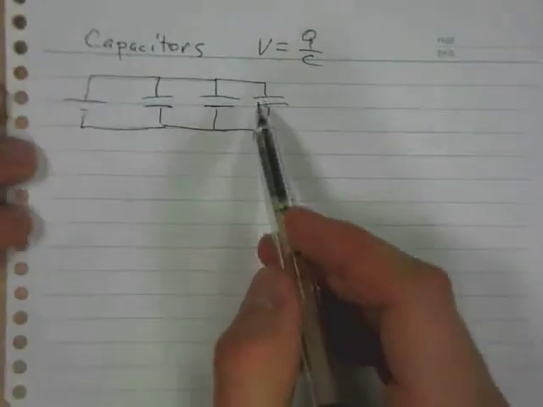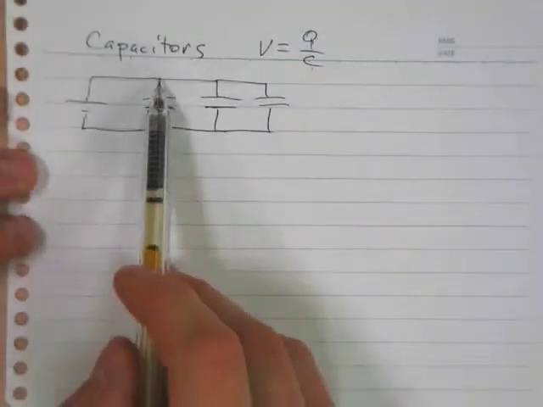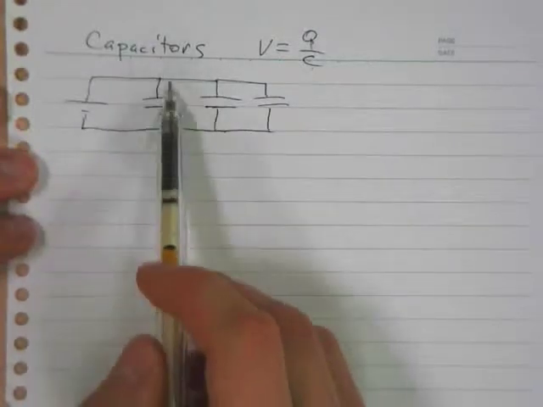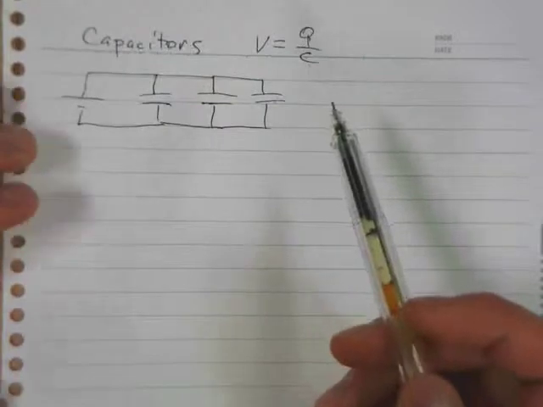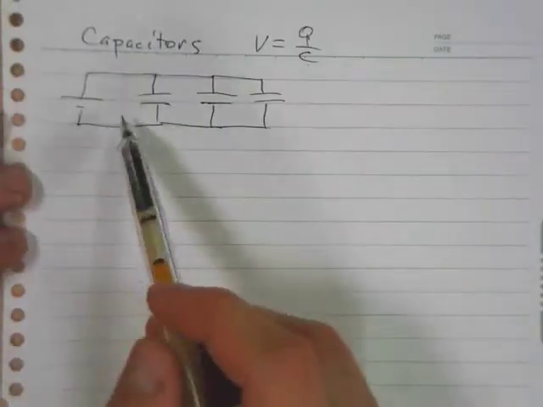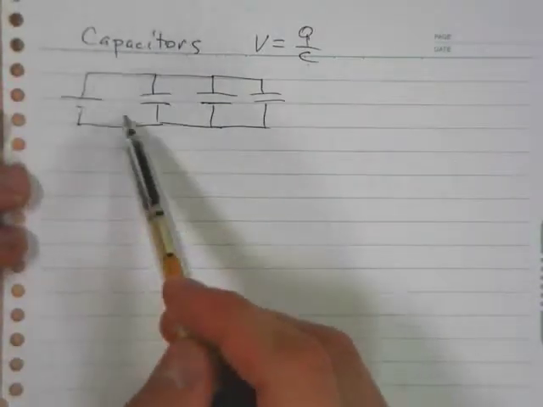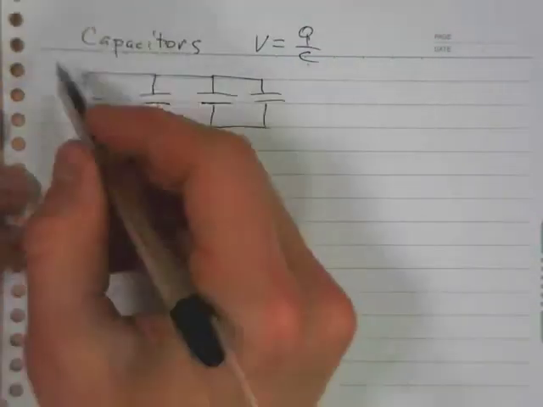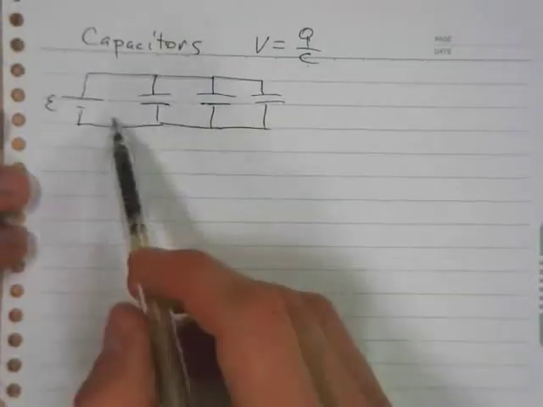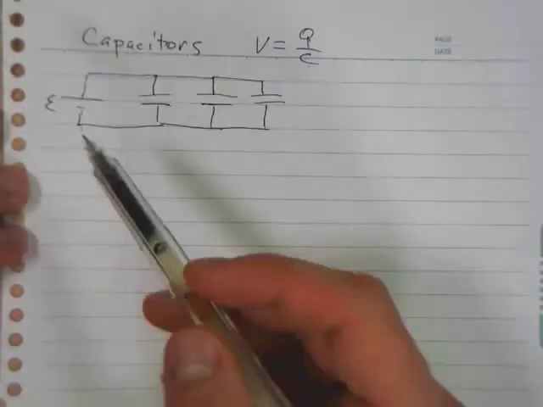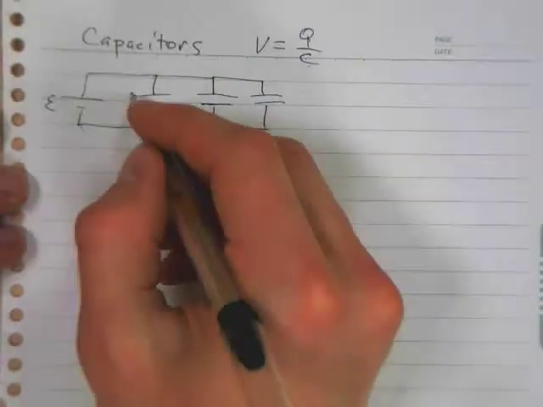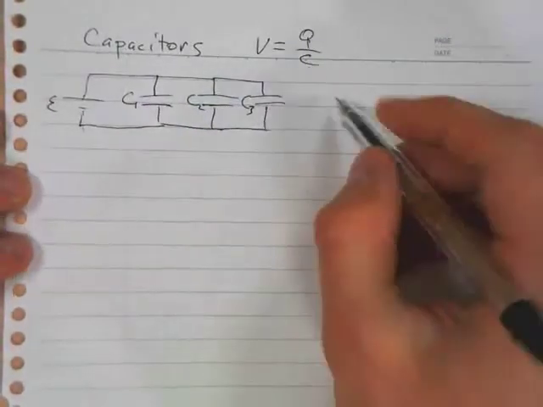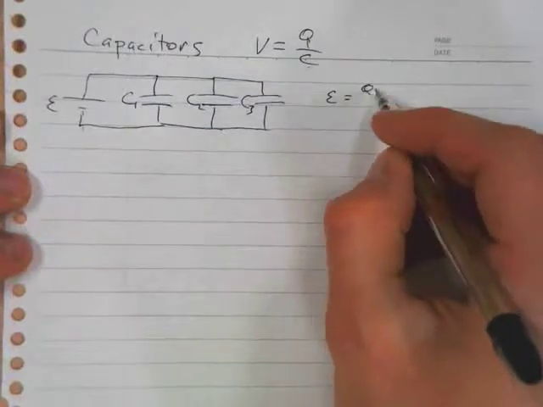Well, just like our resistors in parallel, this point is at the same voltage as this point, and this point is at the same voltage as this point. The voltage drop across each of these capacitors is the same. And we know from Kirchhoff's loop rule that if we go around this loop, there has to be zero voltage drop. So the voltage drop across this capacitor is equal to the EMF of the battery. The voltage drop across this capacitor, if we draw this loop, is equal to the EMF of the battery, and so forth. So the voltage drop across each of these three capacitors is equal to the EMF of the battery.